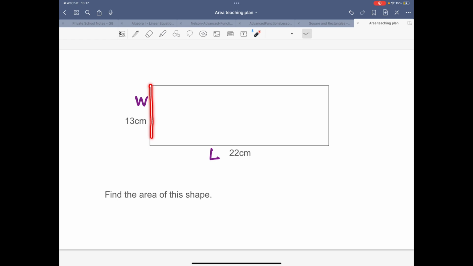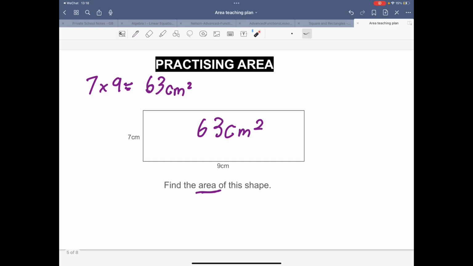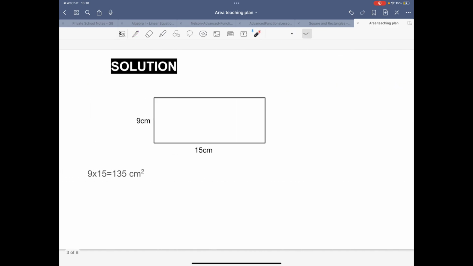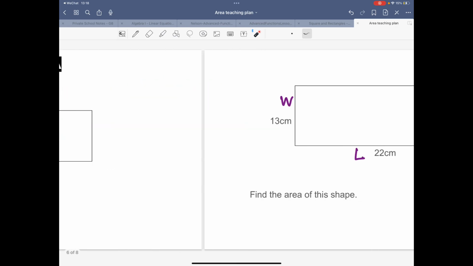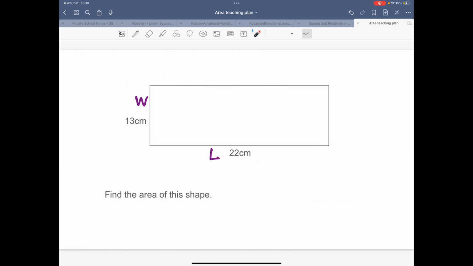There's a width of 13 and a length of 22. So what we're trying to do is actually just find this gold covered part, which is actually the area. And how do we do that? You should know from this part and this part. So you know what to do now, which is actually multiplying them together. So it's 13 times 22. I'll do a marker. 13 times 22.